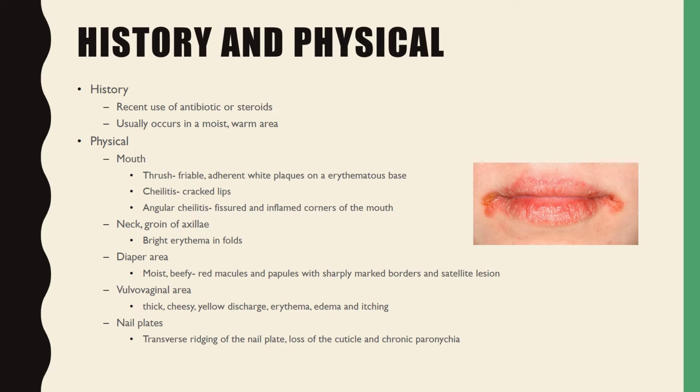You may see it in the neck, groin, or axilla, and that's bright erythema in the folds. Could see it in the diaper area, and that's moist, beefy red macules and papules with sharply marked borders and satellite lesions. Vulvovaginal area, that's when they have the thick, cheesy yellow discharge with erythema, edema, and itching. And then you may see it on the nail plates, and you'll see transverse ridging of the nail plate, loss of the cuticle, and chronic paronychia.